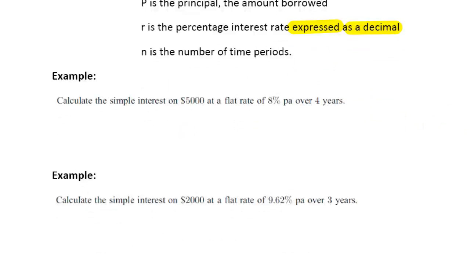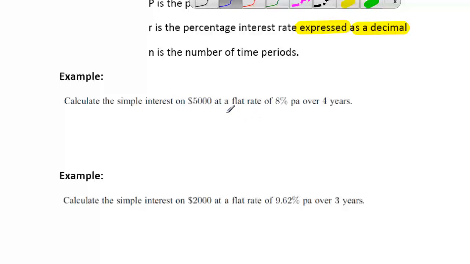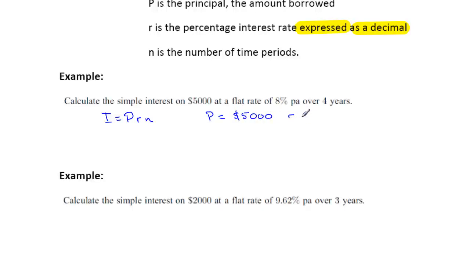So the best way to learn this is just to get in and have a bit of a practice with the formula. So let's have a look at this first of all. It says calculate the simple interest on $5,000 at a flat rate of 8% per annum over 4 years. Well, we start with the formula. The simple interest is equal to P times R times N. P in this case is $5,000. The rate of interest is 8%, so we express that as a decimal by dividing by 100. So we get 0.08 is our value for R, and N is the number of time periods, and in this case it's 4 years.